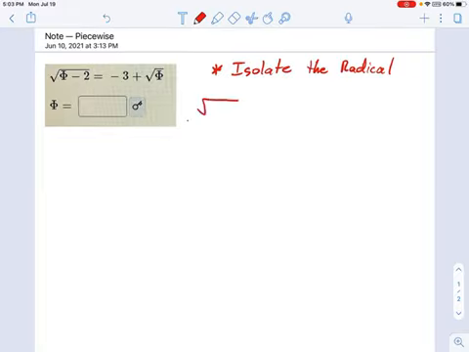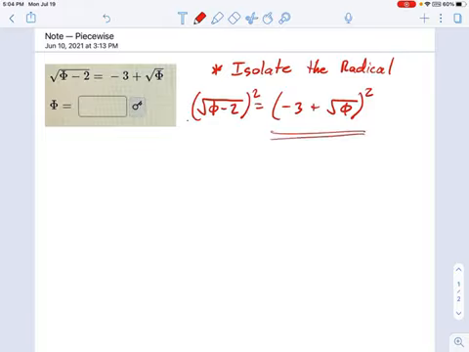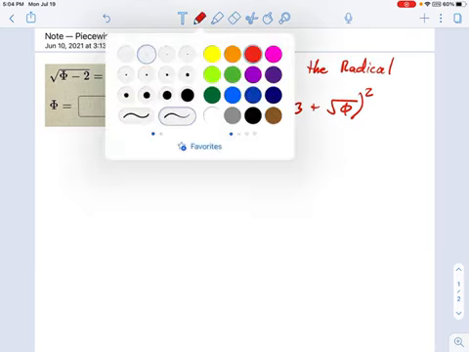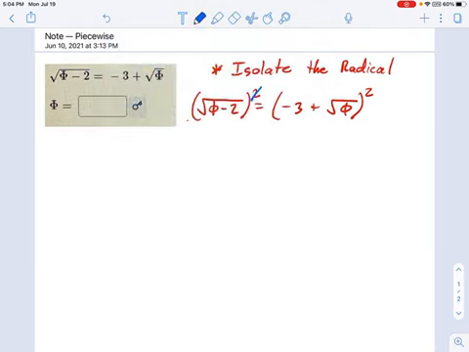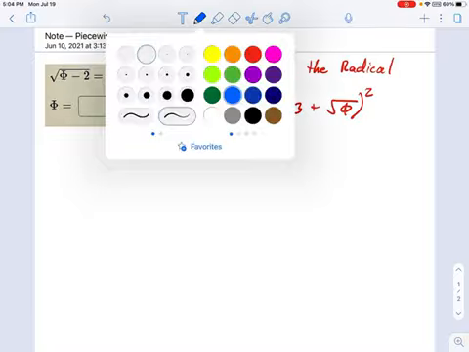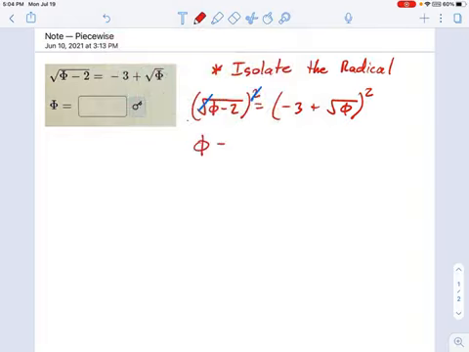I'm going to just write the equation here. The square root of phi minus 2 equals negative 3 plus square root of phi. Okay, and I'm going to keep this one by itself and then get rid of it by squaring each side. And remember, when you square both sides, you really square the entire side. See how I squared this whole thing in parentheses? So don't forget that. Now, the square roots, part of them anyway, cancels out. That square and the square root cancel out, so we just get phi minus 2.